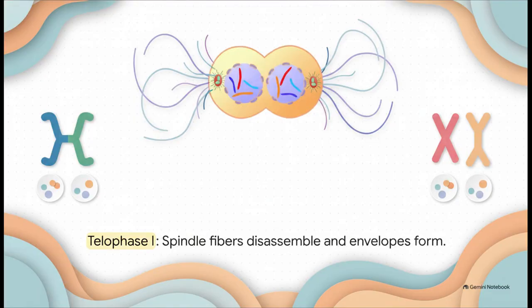And telophase 1 wraps up this first half of the process. The spindle fibers disassemble, and a new nuclear envelope forms around those newly created daughter cells. These cells are now totally primed for meiosis 2, which will ultimately give us 4 haploid daughter cells. But what happens to those cells next depends heavily on whether we're looking at male or female biology.